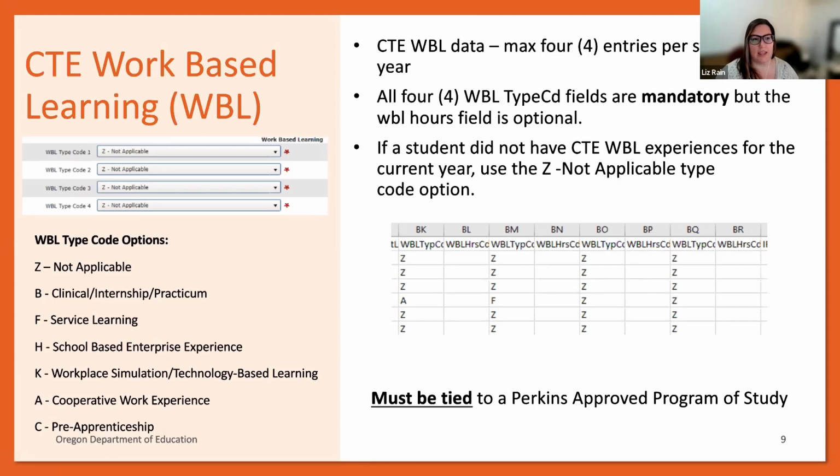Just a note that if a student did 2 internships, you would only need to list internship once. So that student may look like, for all 4 of their fields, B, Z, Z, Z. That's how it would look when you're filling out these fields. It is mandatory that all of these fields are filled out for all the students. And you're going to see a lot of Z's on your collection, so that's okay.